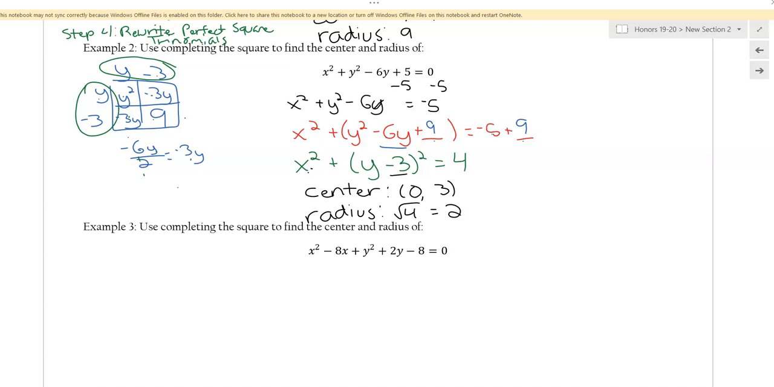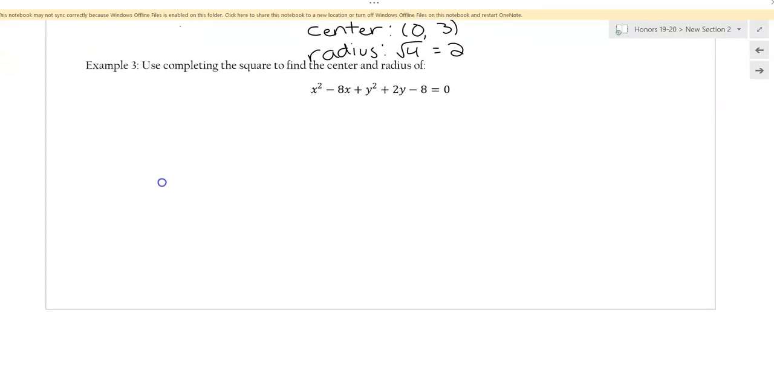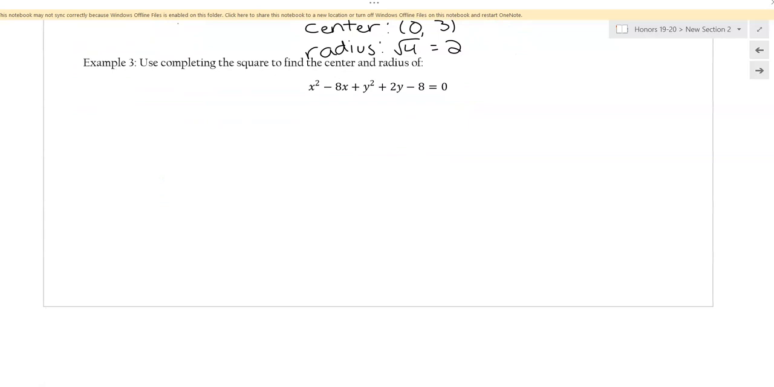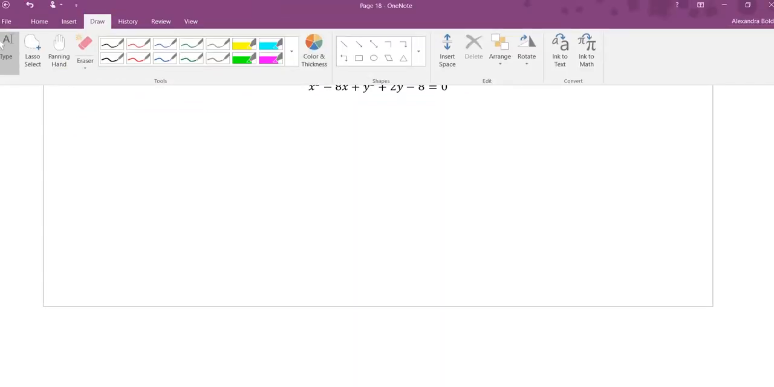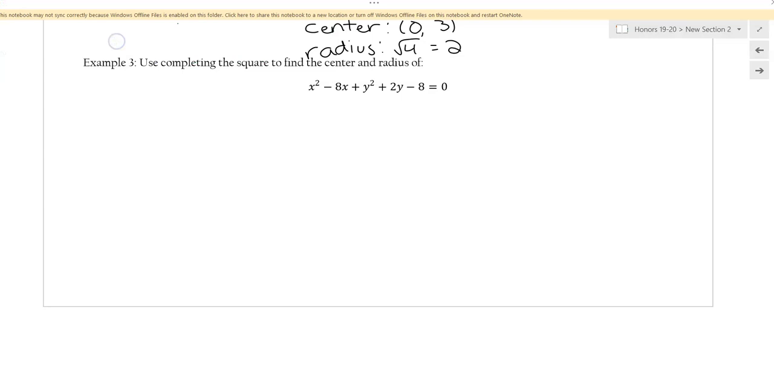All right, let's look at example 3. Use completing the square to find the center and radius of x squared minus 8x plus y squared plus 2y minus 8. So same thing, I'm going to add 8 to both sides. So I have x squared minus 8x plus y squared plus 2y equals 8. Now I need to group my x's and my y's. Here, I do have x's and I do have y's, so I need to group both of them.